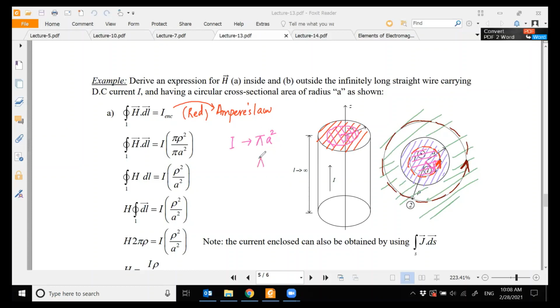Now, what will be the current carried by a partial quantity of this complete cross-sectional area? Yes. So what will be this? This is equal to I times pi rho square over pi a square. So this will be the fraction of the current which is carried by this cross-sectional area, which is enclosed in our Ampere in loop. So that's how we got this.